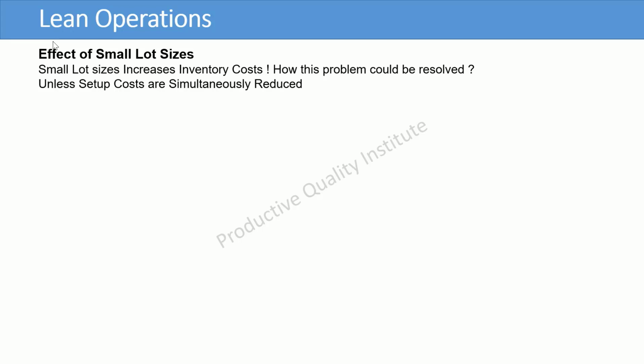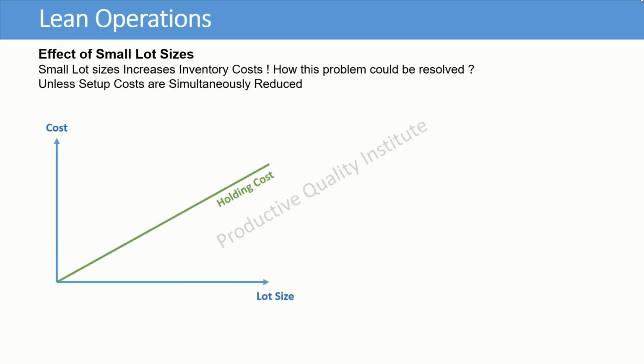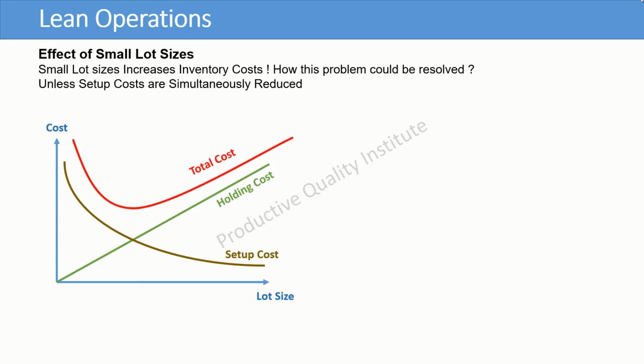According to the total inventory cost formula, the total inventory cost equals the holding cost, which decreases with smaller lot size, plus the setup cost, which increases with smaller lot size. This increase is due to the increasing number of setups. The total overall cost will increase with the decrease of lot size.